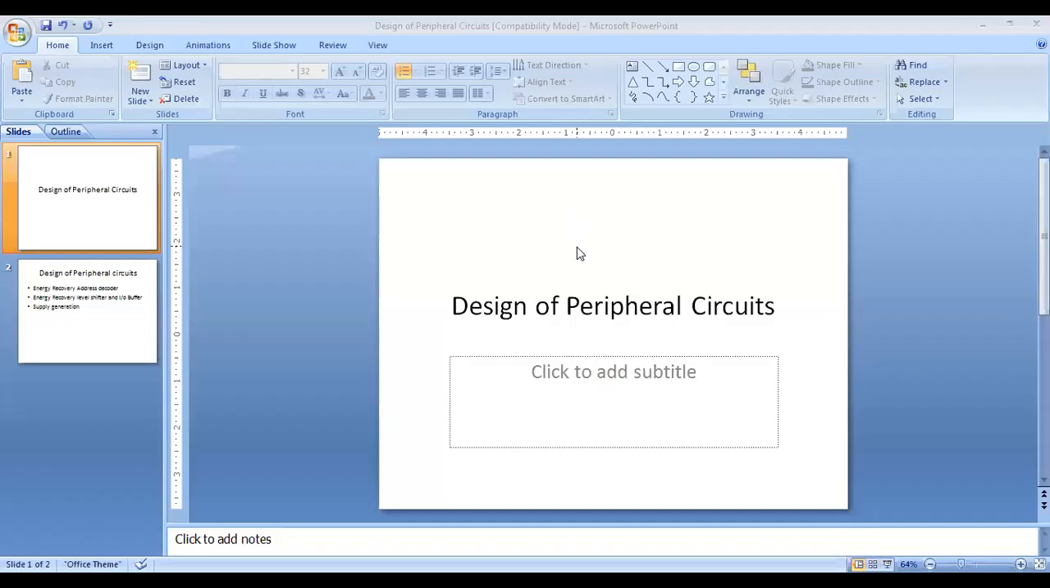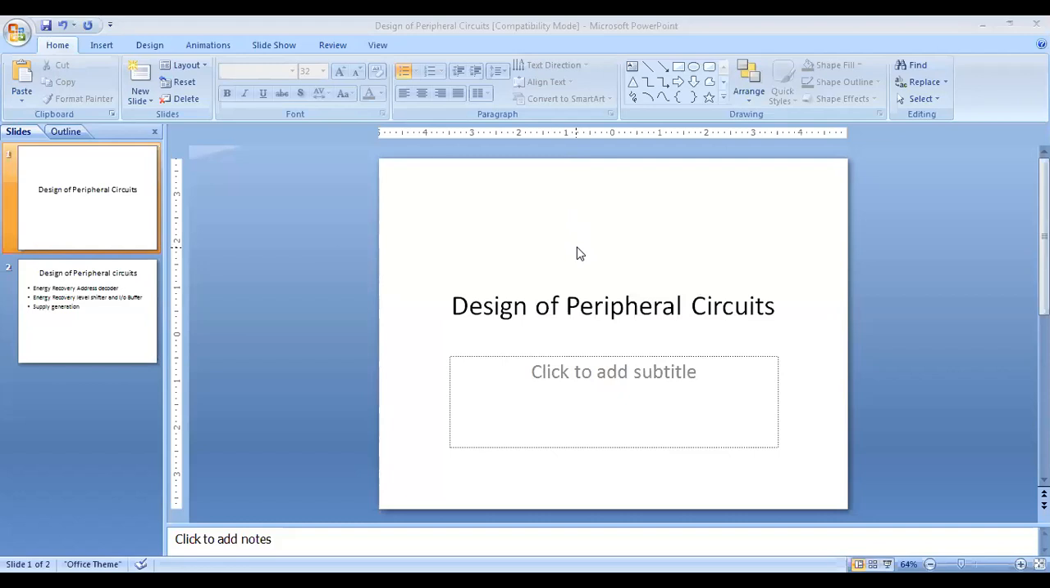Good morning, students. Today I am going to start with the design of peripheral circuits. In the last class we saw the design of the SRAM core using adiabatic logic techniques. This adiabatic logic technique can be extended to any circuit. Wherever we use adiabatic logic circuits, we will get lower power consumption. Next is the design of peripheral circuits.